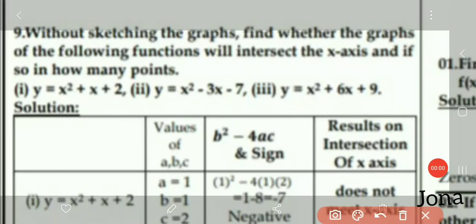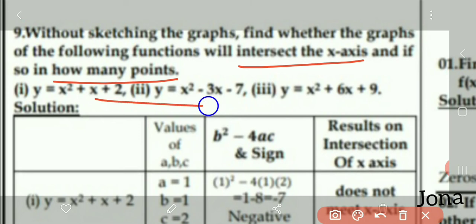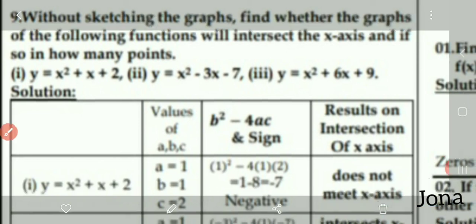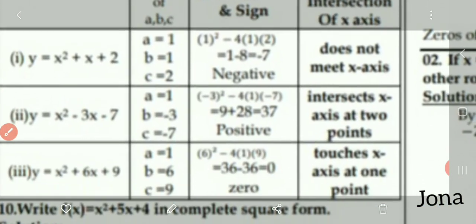Okay. Ninth sum. Without sketching the graphs, find whether the graphs of the following functions will intersect the x-axis, and if so, in how many points. Okay, here it's given that 3 problems are there. So one by one we want to see here.